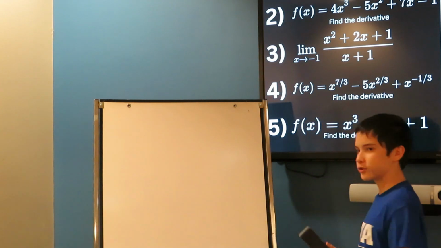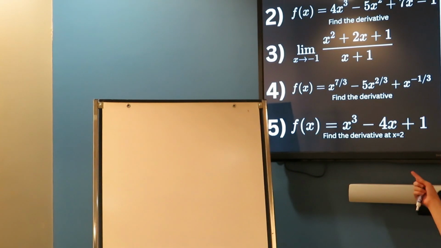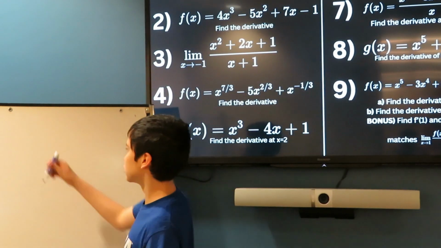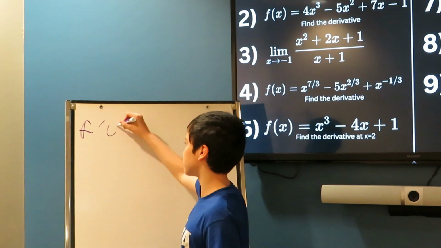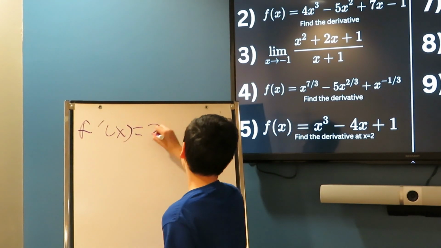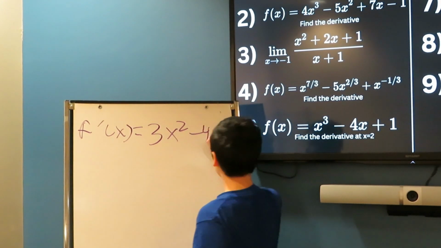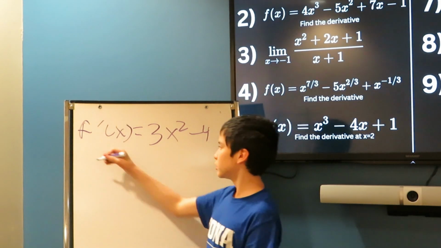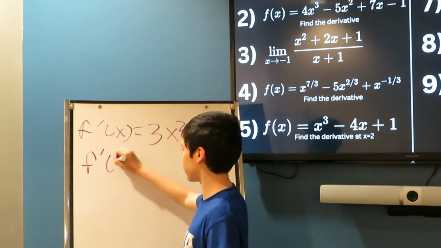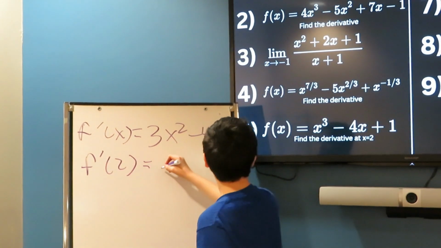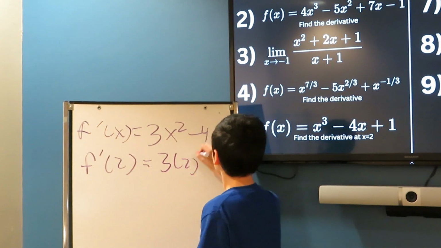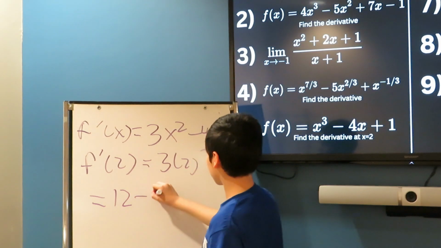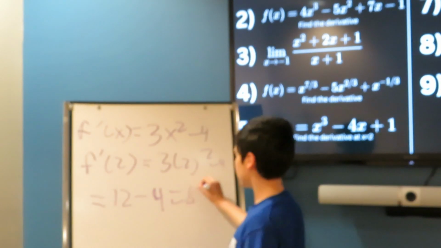So now for the fifth question, we're asked to find the derivative of x cubed minus 4x plus 1 at x equals 2. So we first apply the power rule as usual. Now, we're asked to find the derivative at x equals 2. So we substitute into the derivative of x. So we get 8.